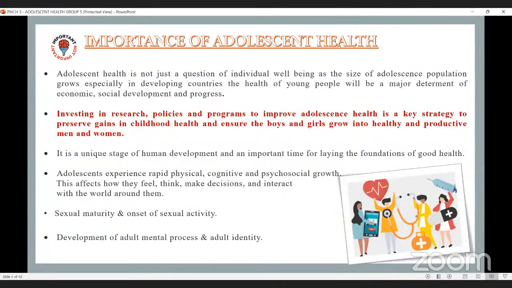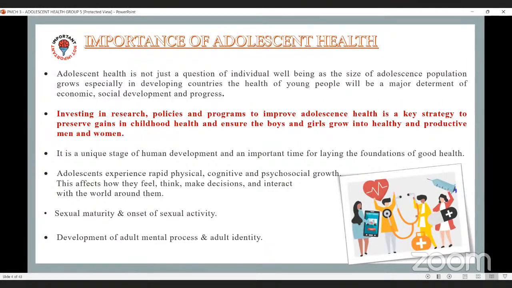Next slide. What is the importance of adolescent health? Adolescent health is not just a question of individual well-being. As the size of the adolescent population grows, specifically in developing countries, the health of young people will be a major determinant for economic and social development and progress. Investing in research, policies, and programs to improve adolescent health is also a key strategy to preserve gains in childhood health and ensure that boys and girls grow into healthy and productive men and women.